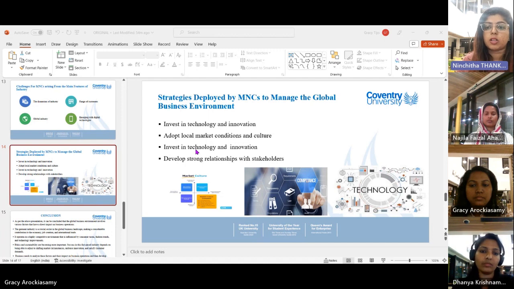Adapt to local market conditions and culture. The MNCs need to convey their brand value and messages consistently across all markets and use relevant marketing and production strategies to meet all needs and preferences of local customers. It helps business to deal with the dynamic global business environment.